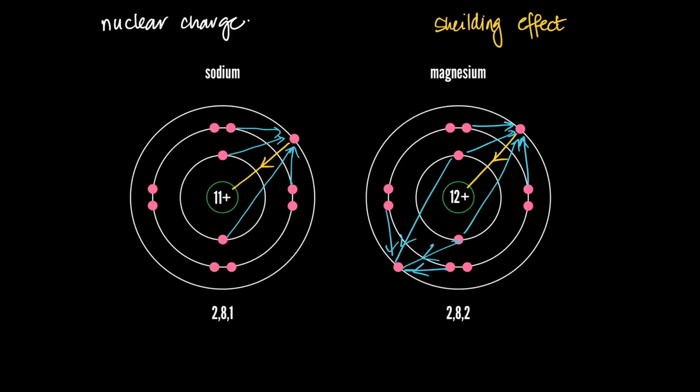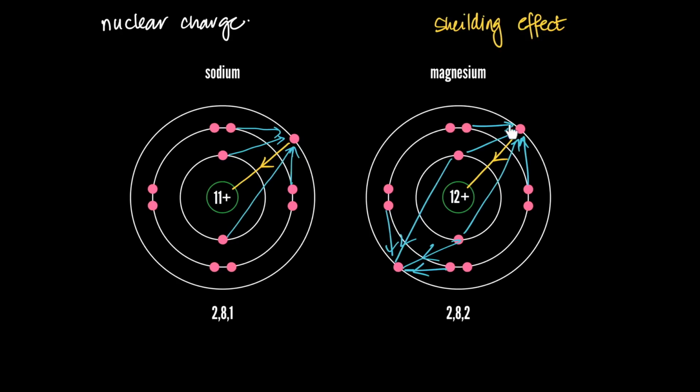Now, since both of them have only 10 electrons in the inner shells, what we say is that both of them have the same shielding effect, because they both have two inner shells and the inner shells contain a total of 10 electrons in either case, so both experience the same shielding effect.